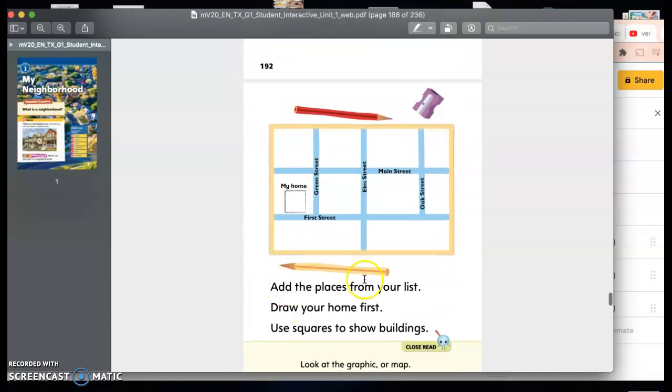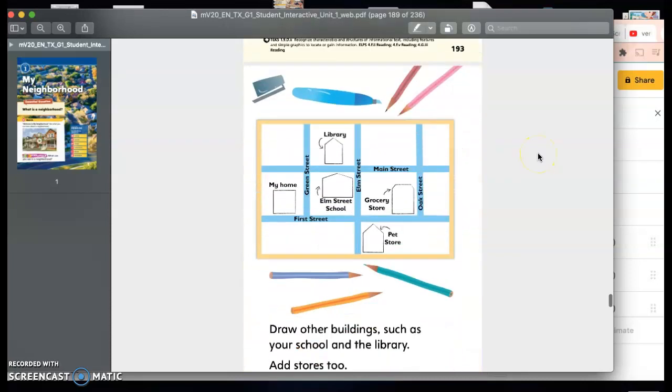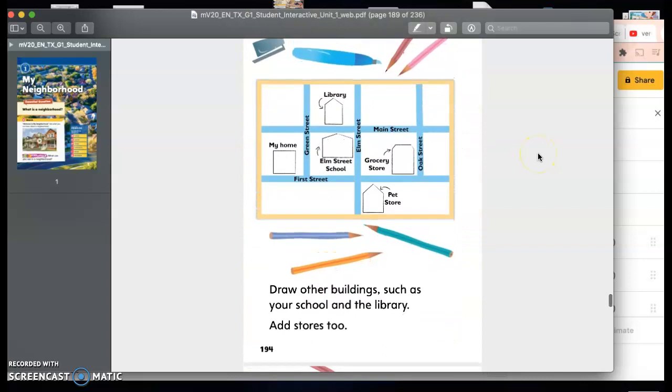Then it says, add the places from your list. Draw your home first. Use squares to show buildings. So now we have a big rectangle here, and then he's got squares to represent the buildings on his streets, and here is his house. Draw other buildings such as your school and the library. Add stores too. So now he's adding the buildings.